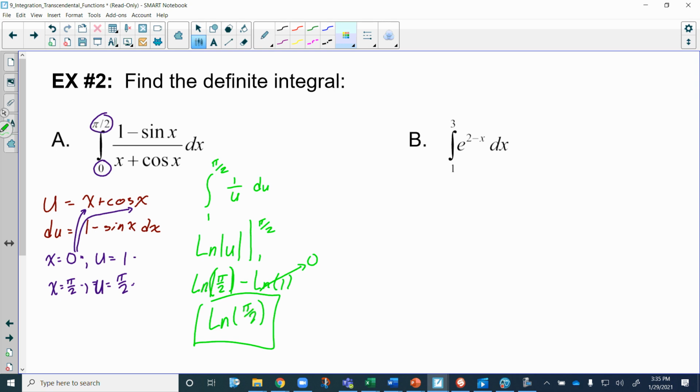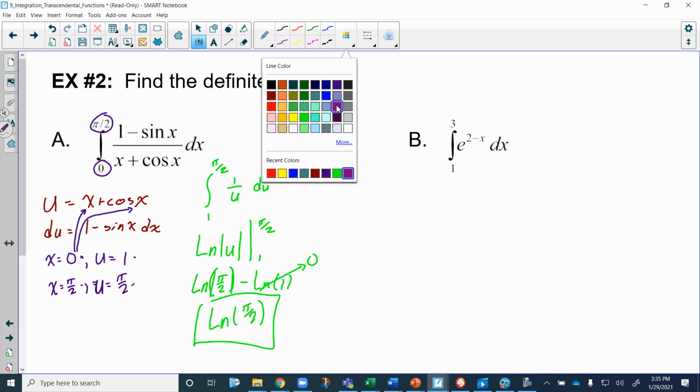If you want to get your calculator and figure out what the approximate answer is going to be, go for it.